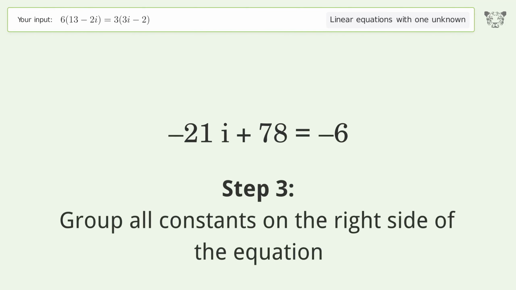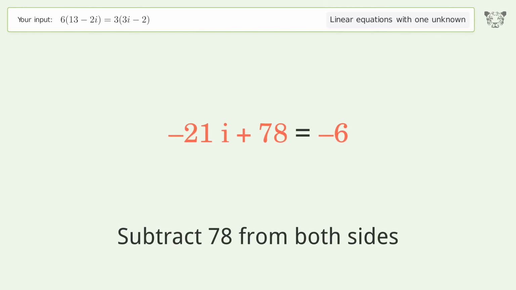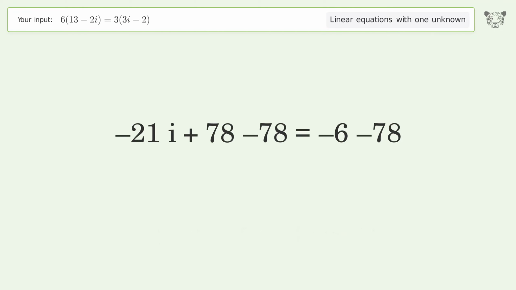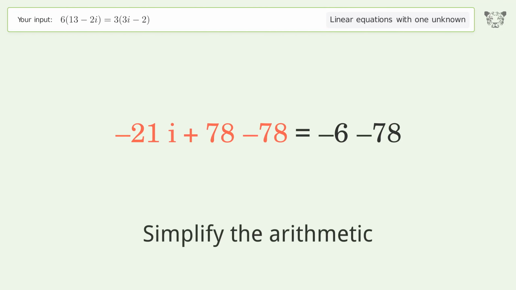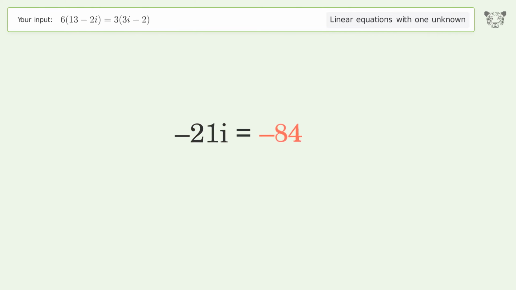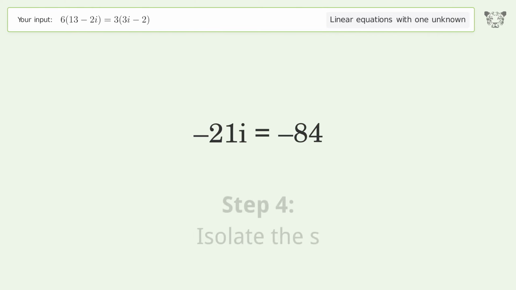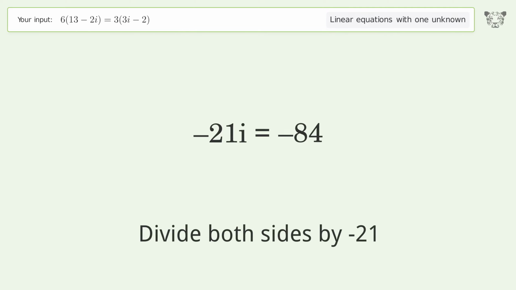Group all constants on the right side of the equation. Subtract 78 from both sides. Simplify the arithmetic. Isolate the s. Divide both sides by -21.